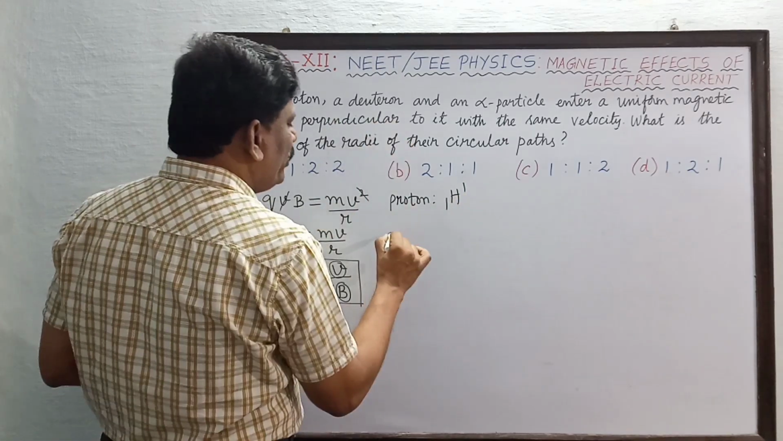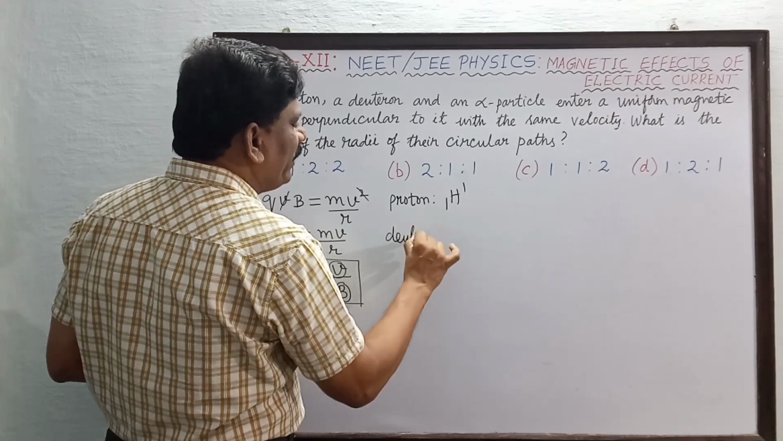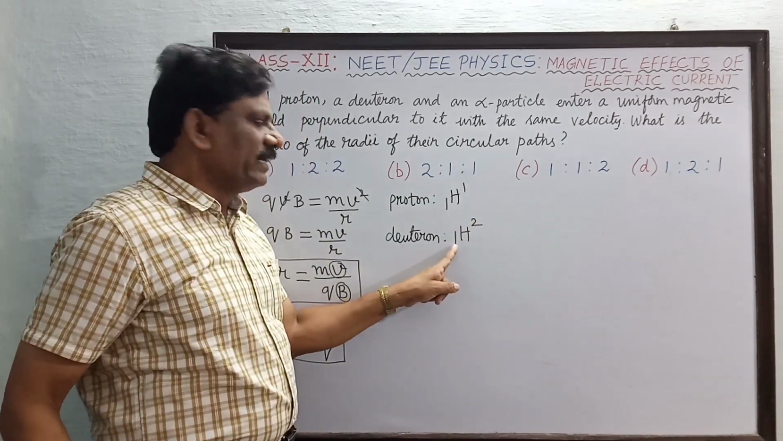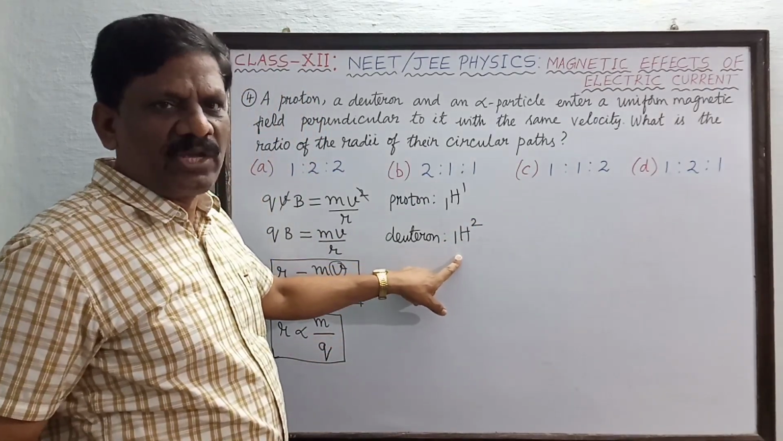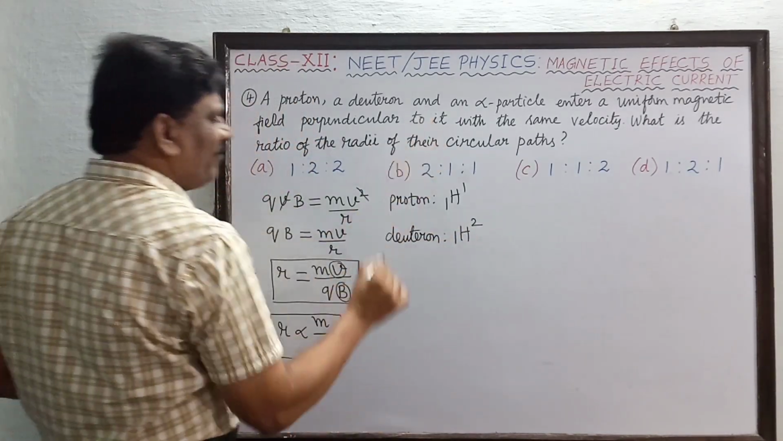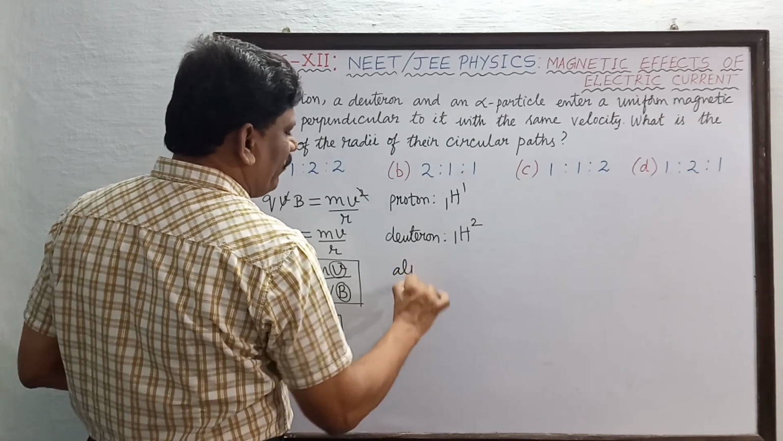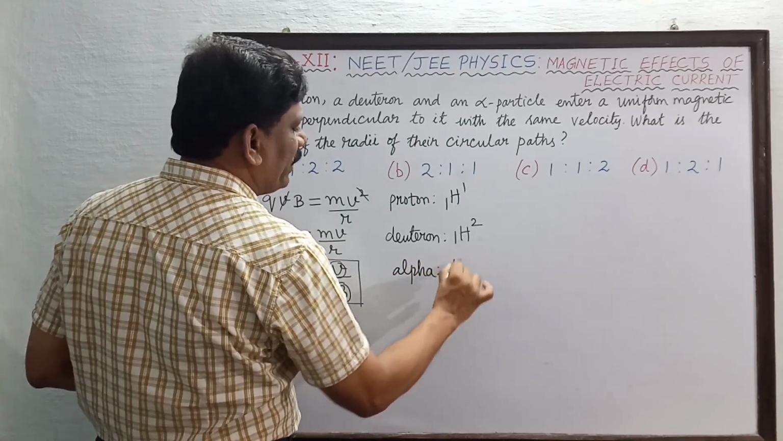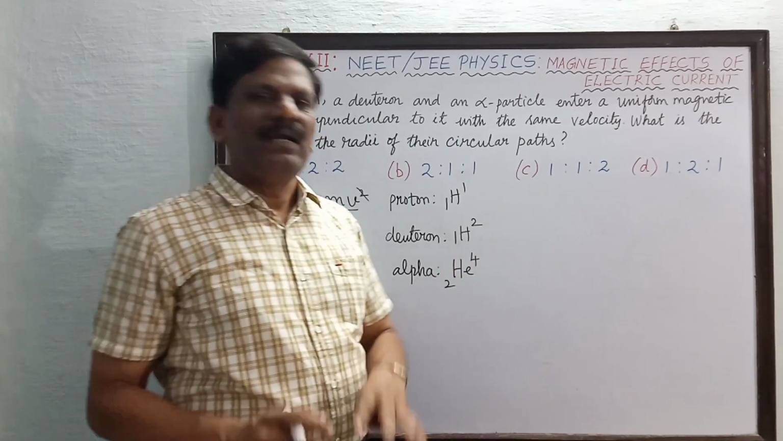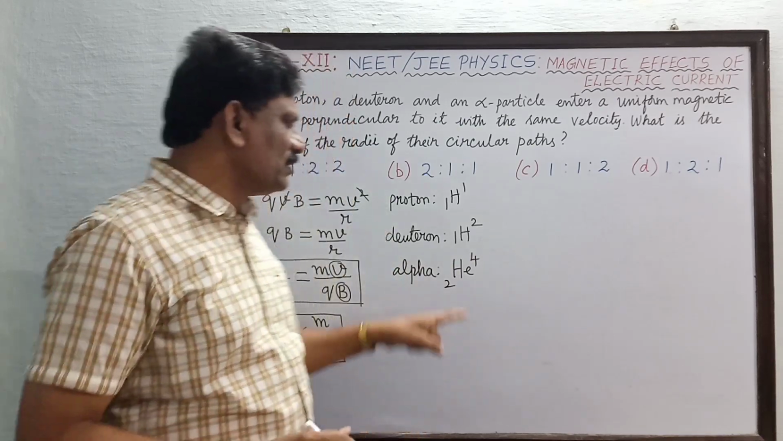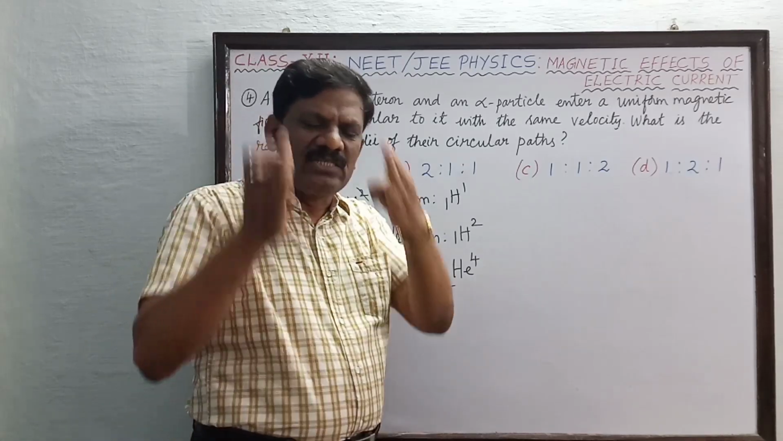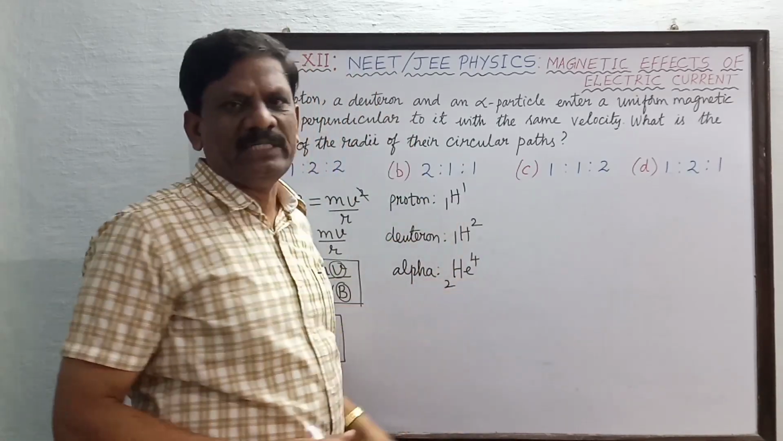Next is deuteron. Deuteron is heavy hydrogen, 1H2. So I can say the charge Q is 1 unit and mass is 2 units. Then the alpha particle. The alpha particle is represented by helium-2,4 because the alpha particle is nothing but doubly ionized helium, is it not? So it is a nucleus of helium. So 2 units of charge and 4 units of mass. First you should be thorough with this information.